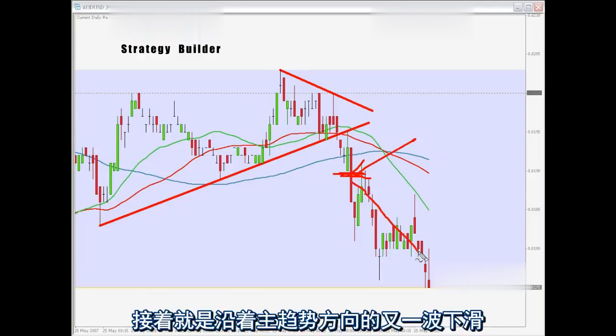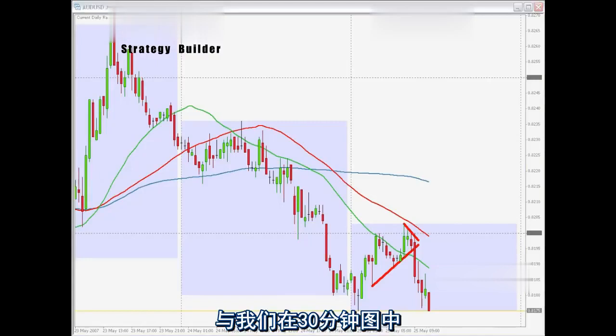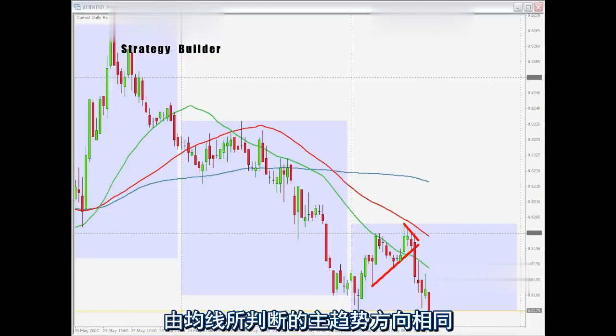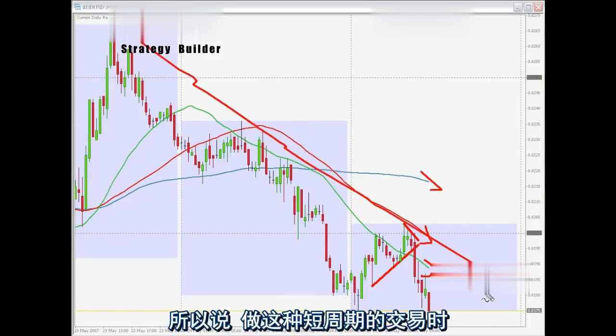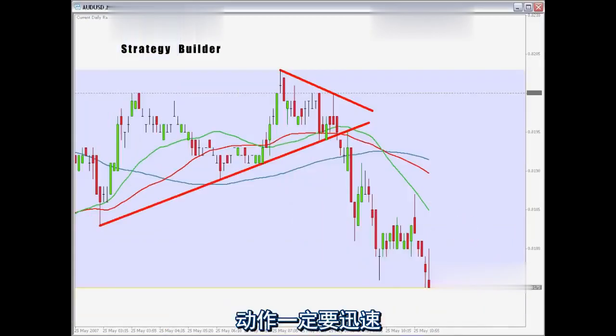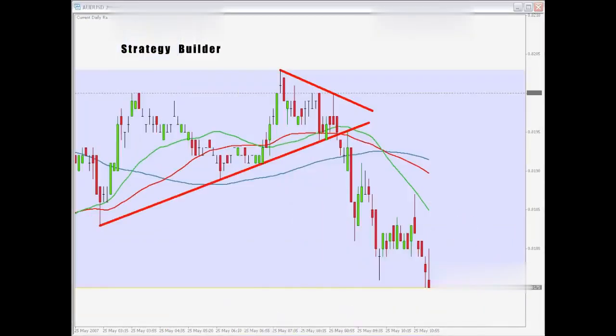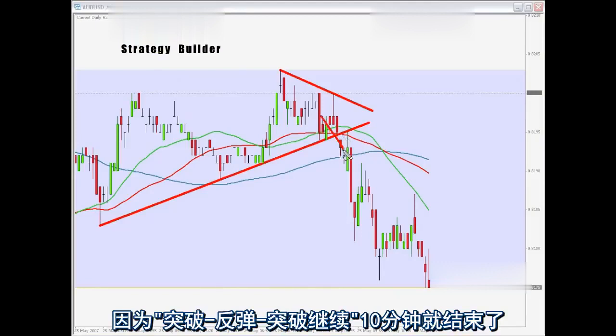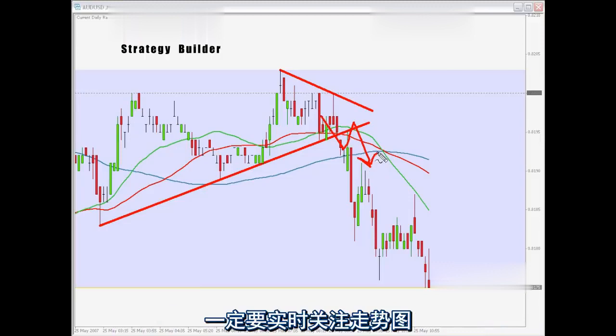Generating a new swing down in the direction of the main trend, as seen by the moving averages in the 30 minutes time frame in our setup trade. Like I was saying, you've got to be very nimble when you trade such short time frames, because the breakout, pullback, and continuation occurs within 10 minutes. You've got to follow this chart in real time.